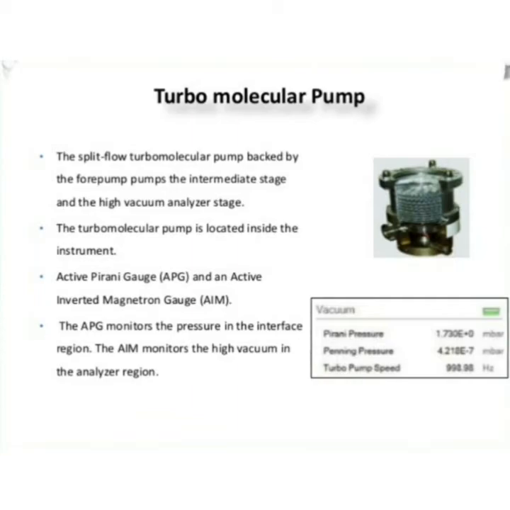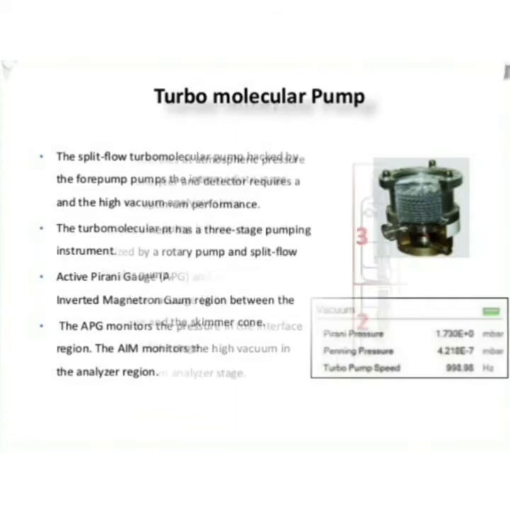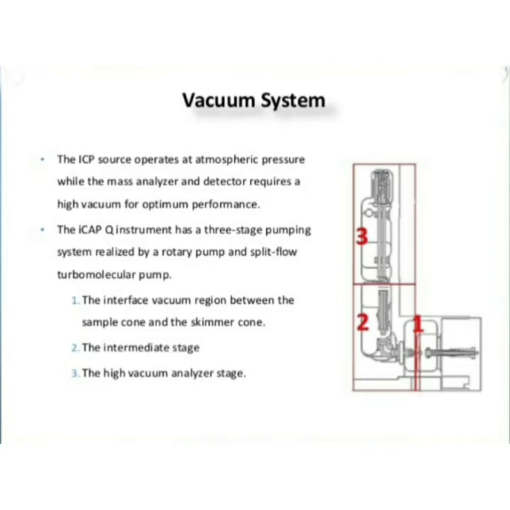The ICP-MS vacuum is also very important. The ICP source operates at atmospheric pressure while the mass analyzer and detector require a high vacuum for optimum performance. The iCAP Q instrument has a 3-stage pumping system realized by a rotary pump and a split flow turbomolecular pump. The interface vacuum region between the sample cone and the skimmer cone, the intermediate stage, and the high vacuum analyzer stage. Now I will define the vacuum system.